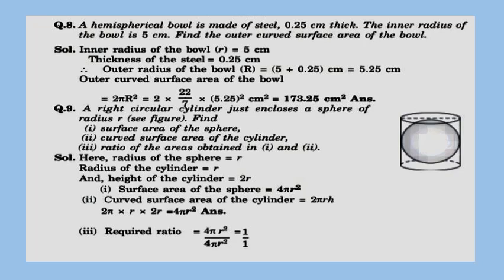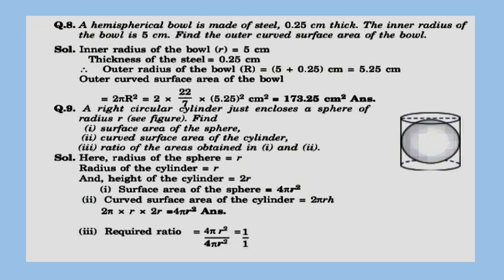Now here a right circular cylinder just encloses a sphere of radius r. See here. We have to find out the surface area of the sphere, curved surface area of the cylinder and the ratio of the areas obtained in 1 and 2. It's very easy. Radius of the sphere is nothing but the radius of the cylinder. Height of the cylinder is nothing but the diameter of the sphere, because if you see the figure, diameter and height of the cylinder are the same because the sphere is enclosed in the cylinder.